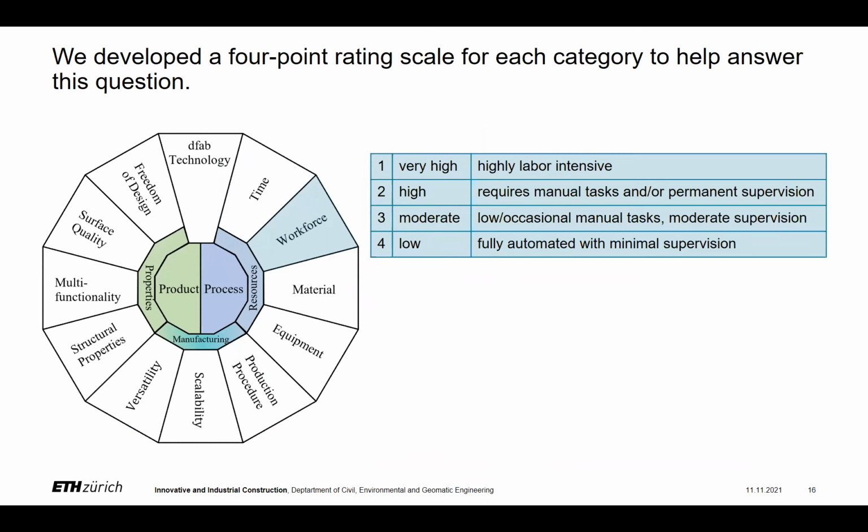So we took these categories we found and we developed a 4-point rating scale for each category to help answer this question. Here you can see one example. In terms of workforce, you have a rating from 1 to 4, where you either have a very high demand of workforce, so it's highly labor intensive, or it's still labor intensive, requiring many manual tasks or supervision. Moderately high means that you need some manual tasks or maybe occasional or moderate supervision, and low would be fully automated with minimal supervision.